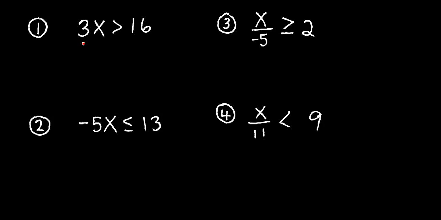Well, since it's 3 times x, I want to use division to undo it. And whatever I do to one side, I need to do to the other, just like a normal equation. And these two 3's are going to cancel each other out. And I'm going to be left with 1x is greater than 16 thirds. Now for graphing purposes, it might be easier to go ahead and change that to 5 and 1/3.